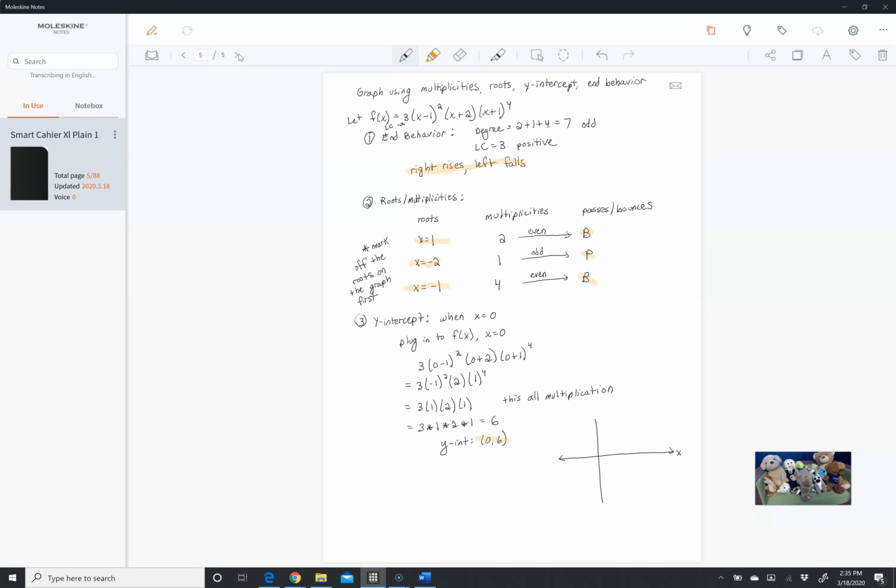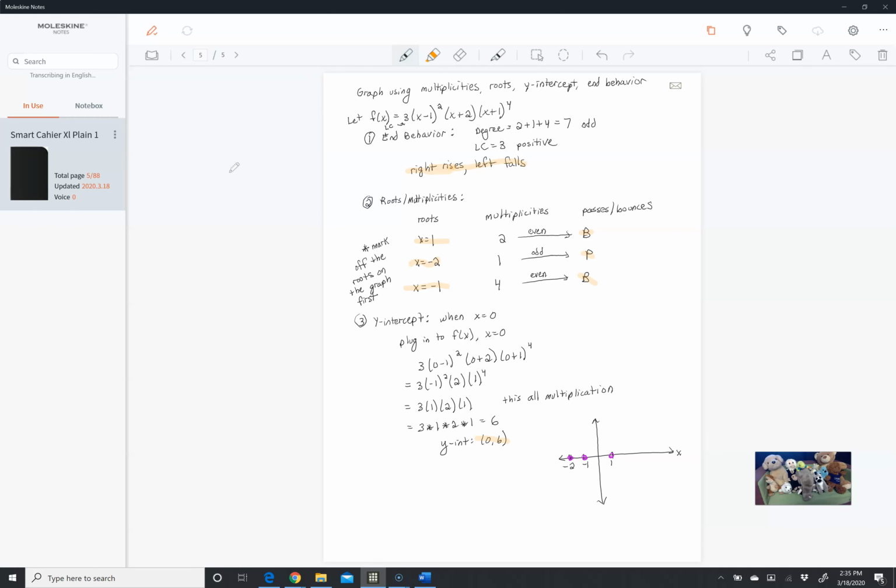So here's our x, here's our y. And we have roots at x equals 1, x equals -2, and x equals -1. So we have roots in these 3 places. Here, here, and here. Those are the first things that we're going to do. So this is our -2, our -1, and our 1.